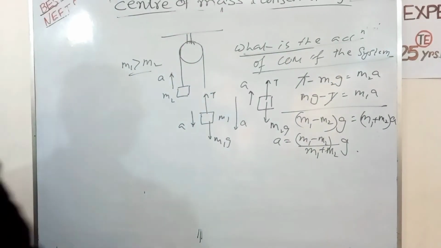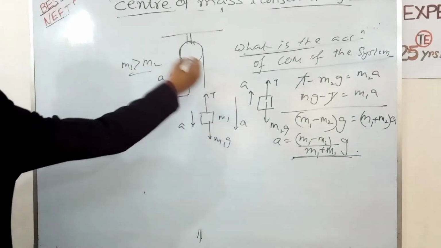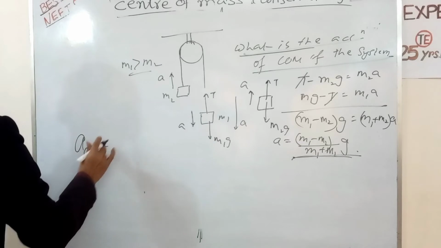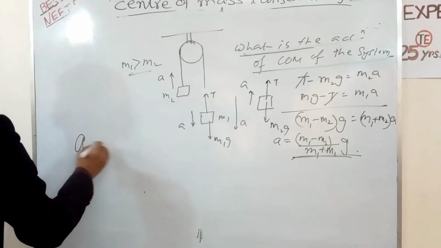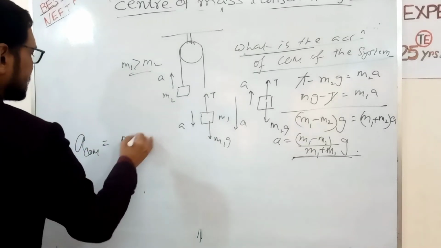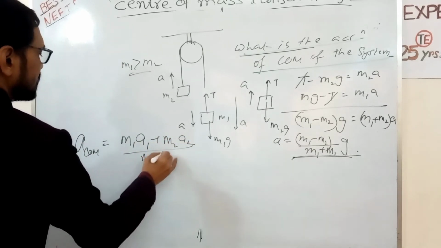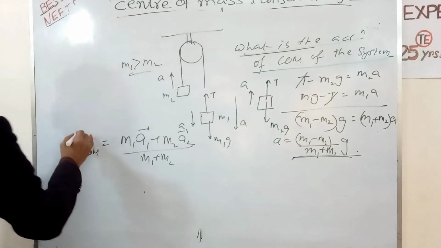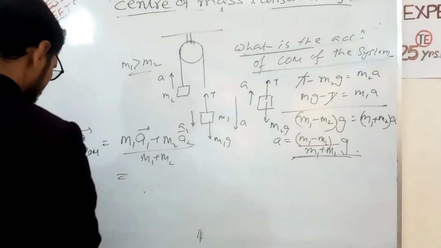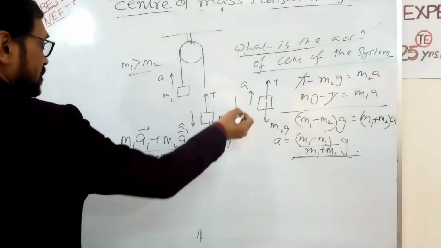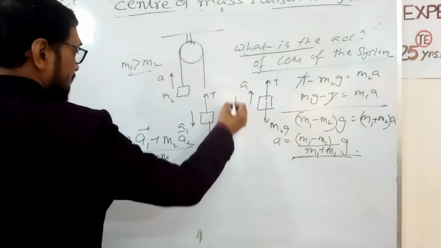So we get A equal to this. Now what is the acceleration of center of mass? Acceleration of center of mass equals (M1 A1 plus M2 A2) by (M1 plus M2). We take it also in vector form. Now M1, what is M1? M1 into acceleration A, but this is along the J direction.